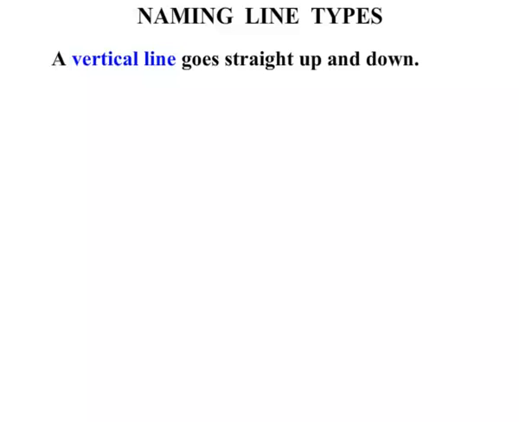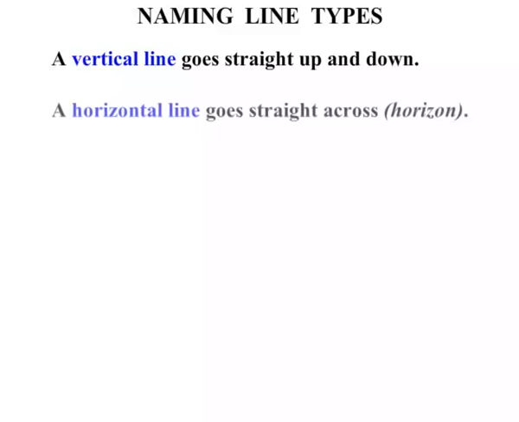In this lesson, we do some work on naming line types. A vertical line goes straight up and down. A horizontal line goes straight across, much like the horizon.